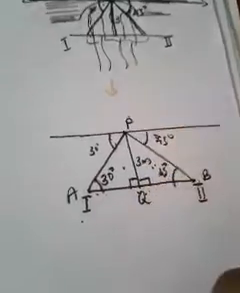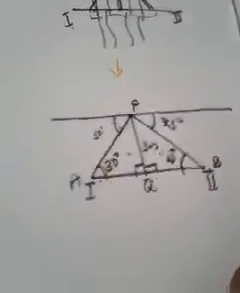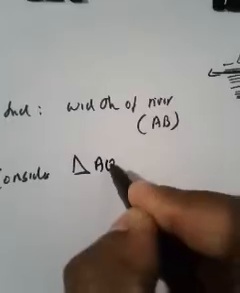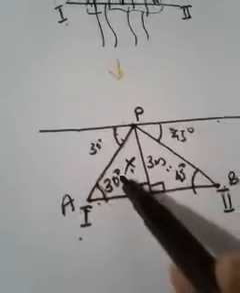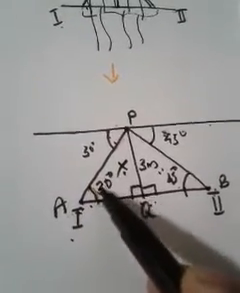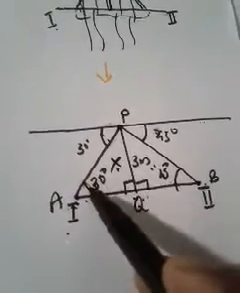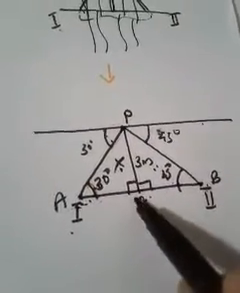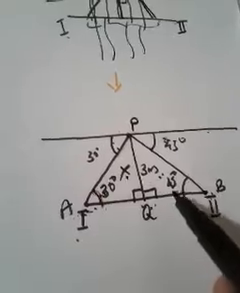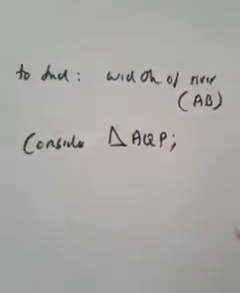The figure is the essence of the problem. So consider the first right triangle AQP. Here, which angle is given? 30 degrees. With respect to 30 degrees, the opposite side is given. What we need is the adjacent side AQ. So which ratio can be applied? Tan, obviously.